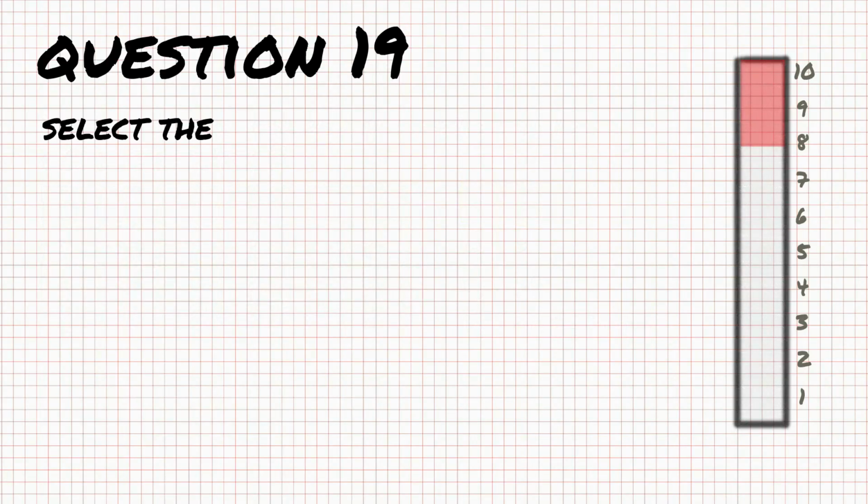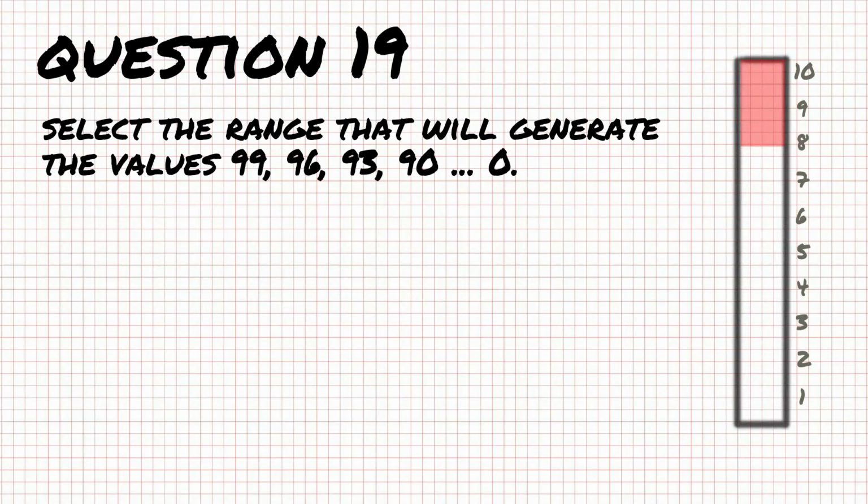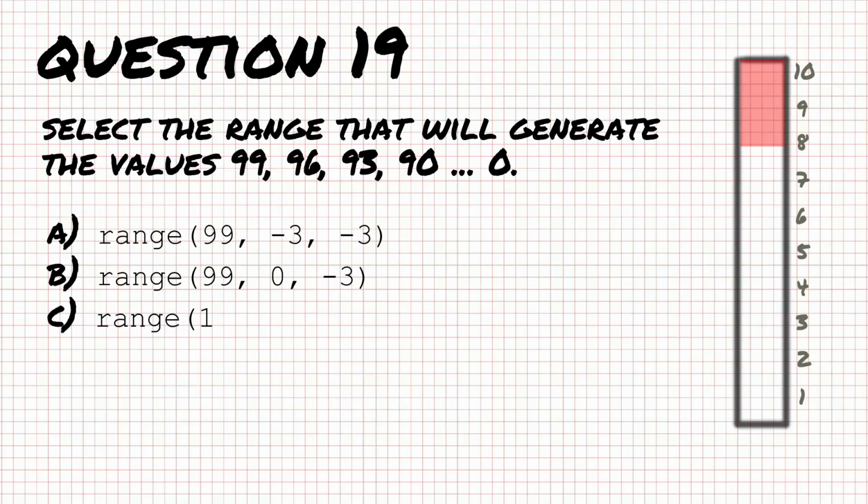Question 19. Select the range that will generate the values 99, 96, 93, 90, etc. down to 0. Is it A, range(99, -3, -3), B, range(99, 0, -3), C, range(100, 0, -3), or D, range(100, -3, -3)?